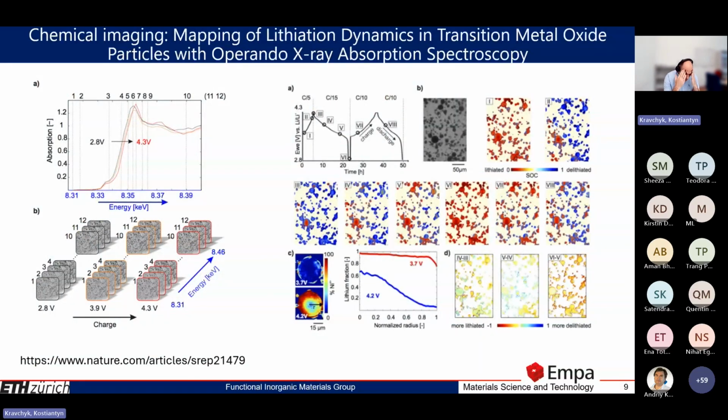Now, there are many other, more fancy techniques which could help you to map your cathode or your anode. I mean, if you're talking about not lithium metal, but any other anode based on alloying type materials, for example. But anyway, I'm here talking about cathode.